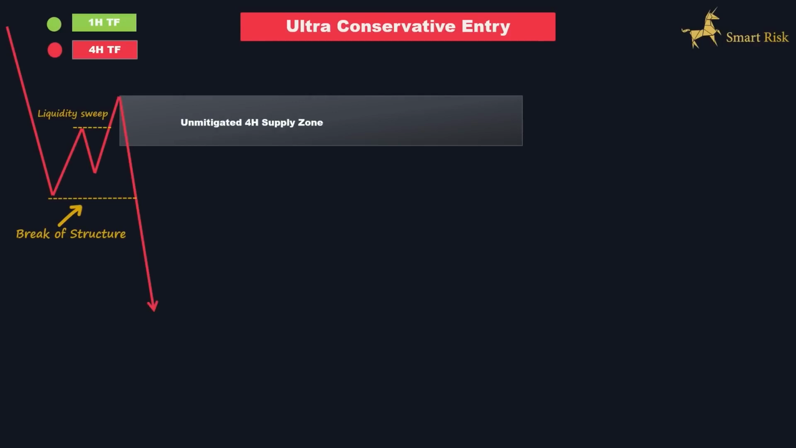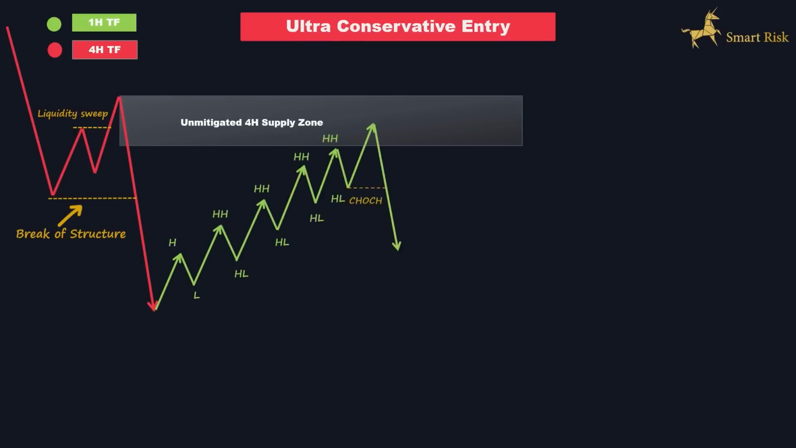Now let's dive into the third entry setup, the ultra-conservative entry. Imagine we have a perfect sell setup on a higher time frame like the 4-hour time frame, which is confirmed by the criteria and rules of a high-probability trading setup. Our next step is to switch to a lower time frame, like the 1-hour time frame. Closely monitor the price movement and patiently wait for the price to return to the higher time frame supply zone and demonstrate a change of character pattern.